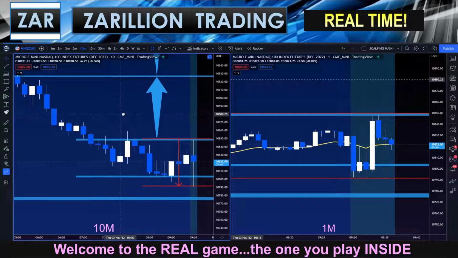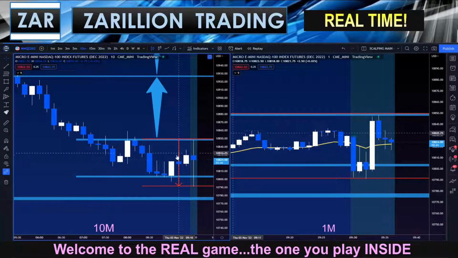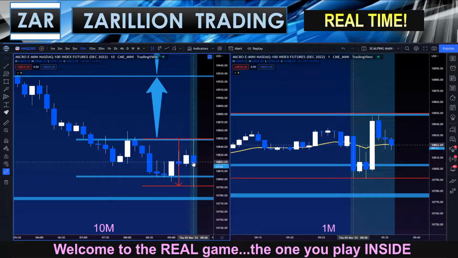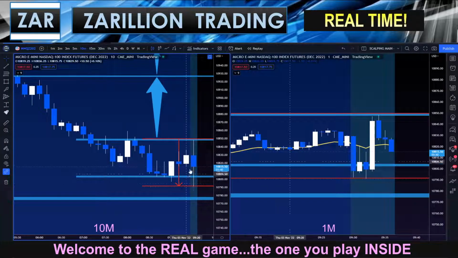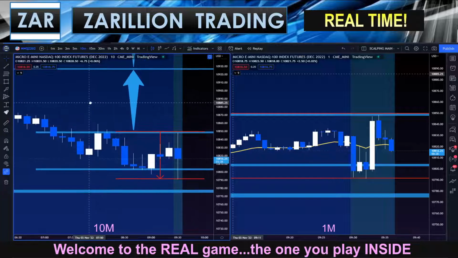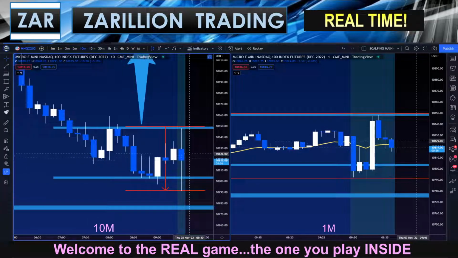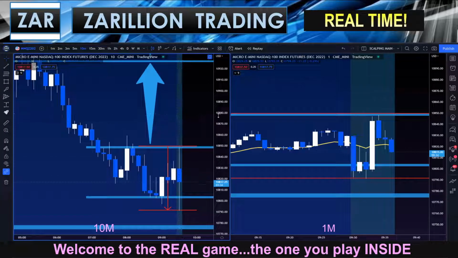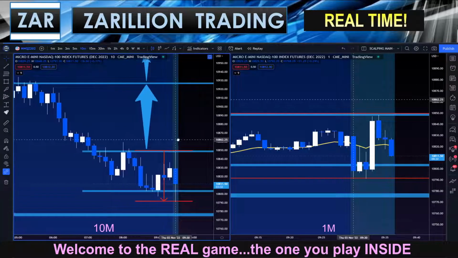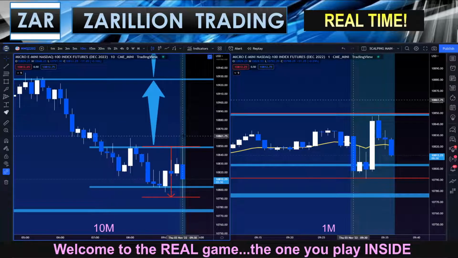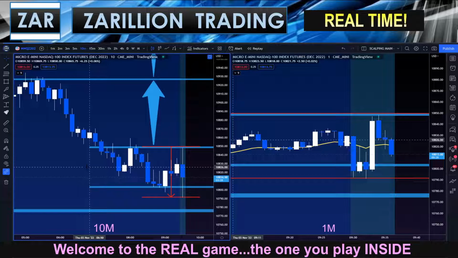Still doji, guys, on this candle, right? We're dead center right now. See right there, top of the wick, bottom of the wick, dead center. Indecision. This market is deciding nothing for us, and I'm willing to wait as long as the market wants to wait in order to give us direction.